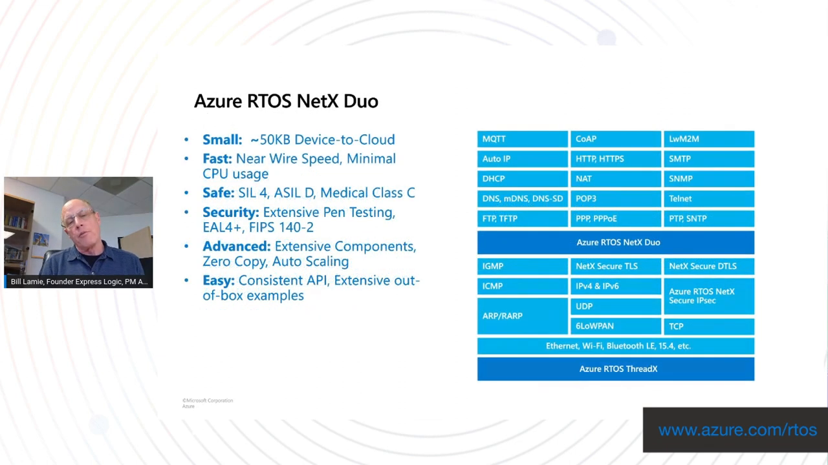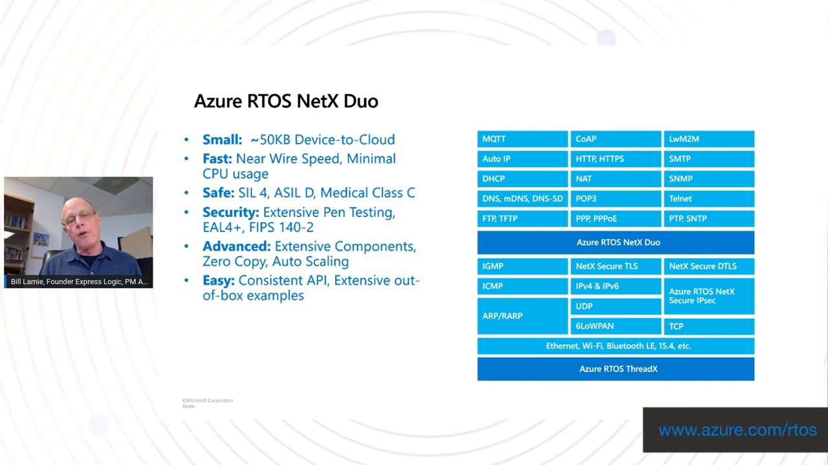NetX Duo is, in terms of the cloud side of things, a very important piece of our equation because it's the TCP/IP stack along with the security protocols like TLS and MQTT that get you the base cloud connectivity. In terms of size, for a minimal cloud connectivity, NetX Duo comes in around 50 kbytes, and that's using ThreadX, NetX Duo, the TLS stack, and MQTT. And with that, you can make a direct connection to Azure IoT Hub, and that's about as bare bones as you can get. We think that's best in class in the industry in terms of getting a small device to connect to the cloud.